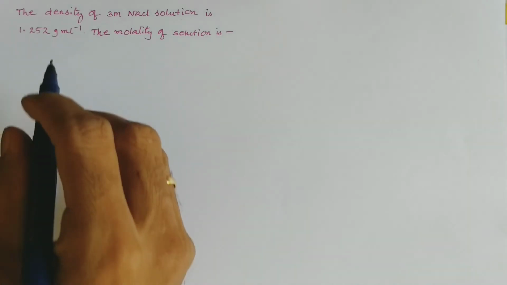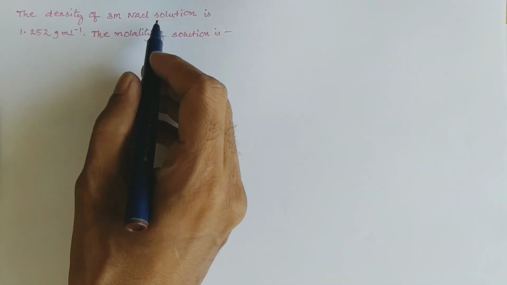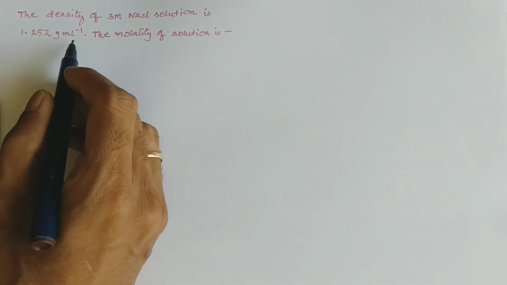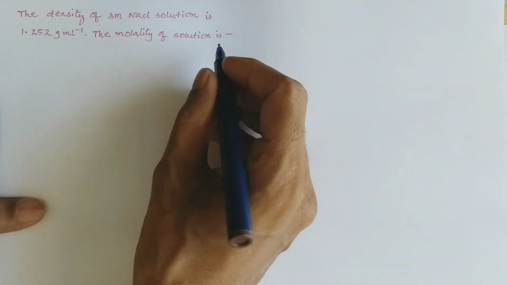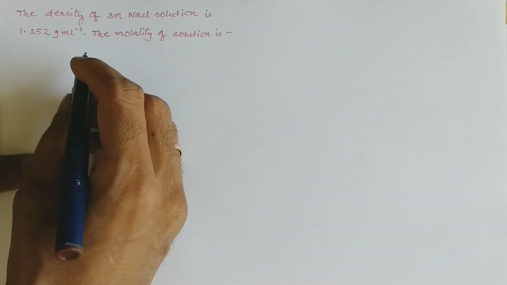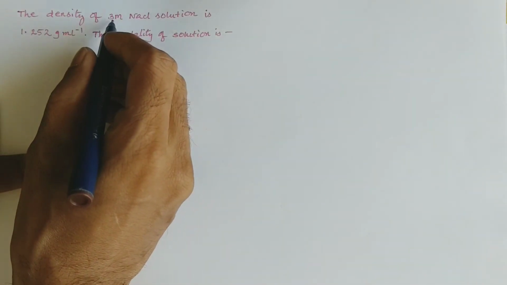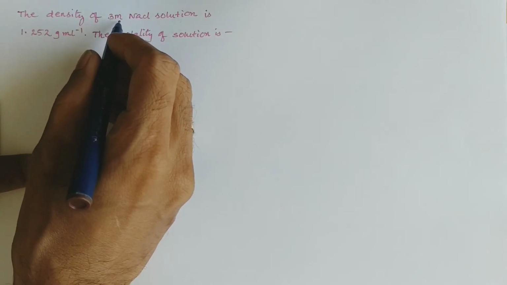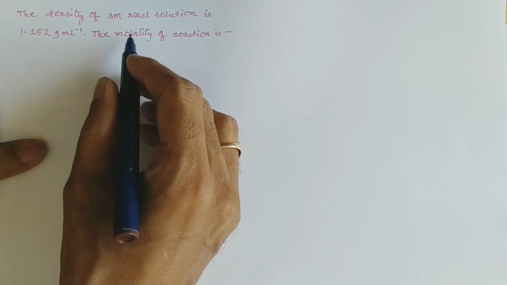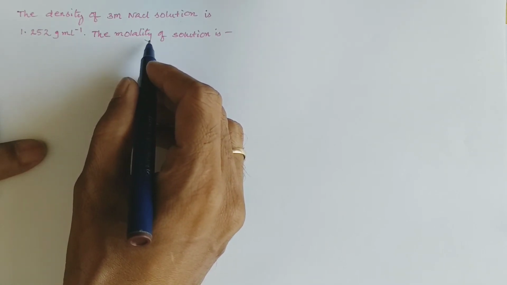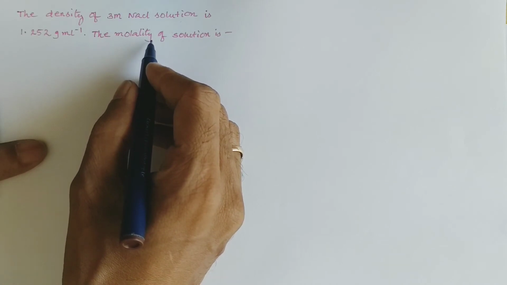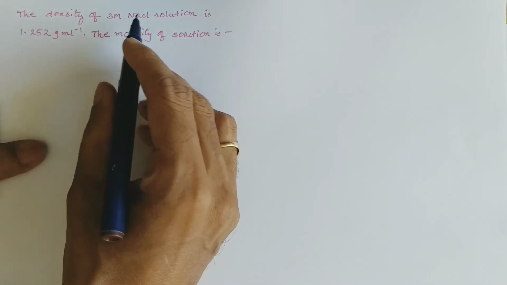Next problem, the density of 3 molar sodium chloride solution is 1.252 gram per milliliter. The molality of solution is? Molarity is 3 molar, and molality is asked. For calculation of molality, you require the mass of solvent, right? So first we'll calculate the mass of solvent.